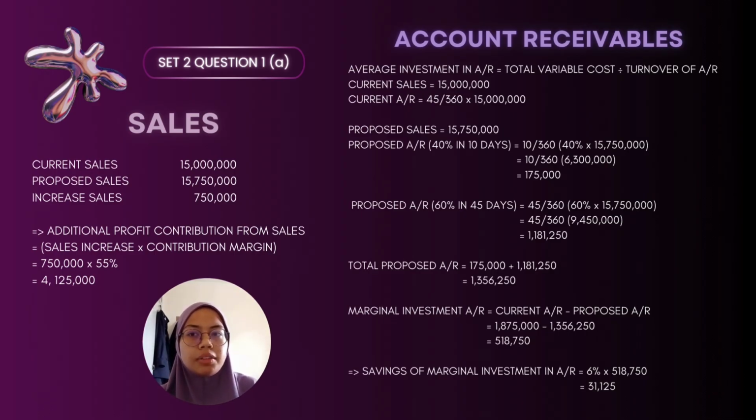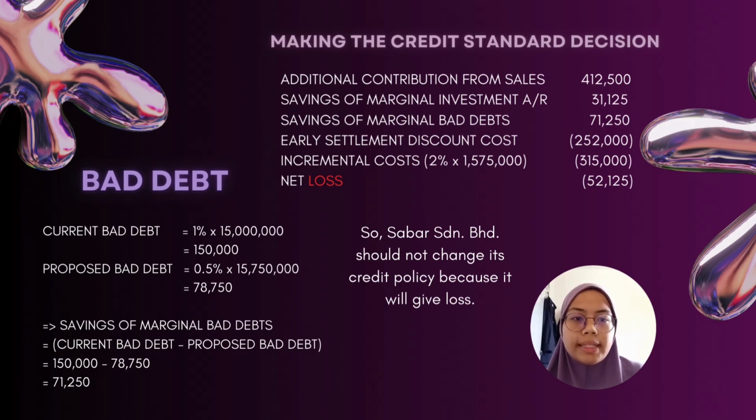The current account receivable will be minus the proposed account receivable. We will get 580,750, which will give a saving of marginal investment, which is 6% times the marginal investment. So we will save around 31,125 ringgit. Next is bad debt.